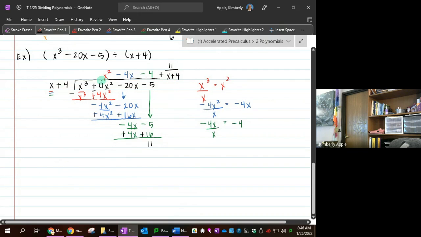So the 0x squared comes from where I have to have all the powers in the middle. There can't be a hole. So I need 3, 2, 1, 0. I didn't have one, so I had to put a placeholder in. Anytime there is a power missing under the higher power, it's got to go in as a 0, just to hold space. Otherwise I wouldn't have had anywhere to get all this from.